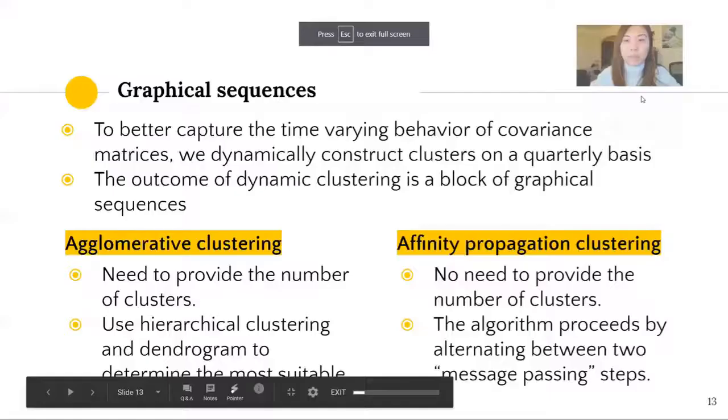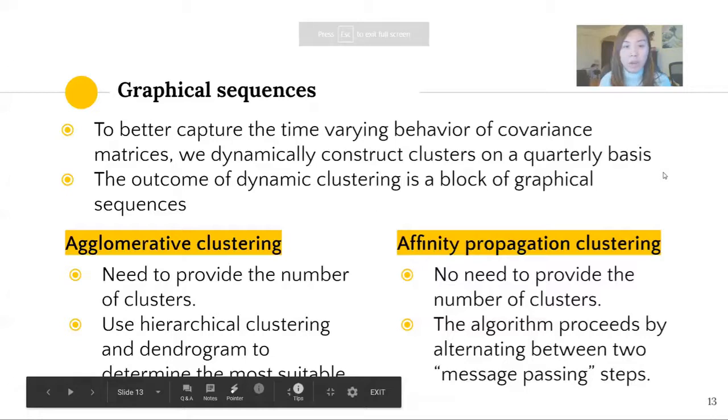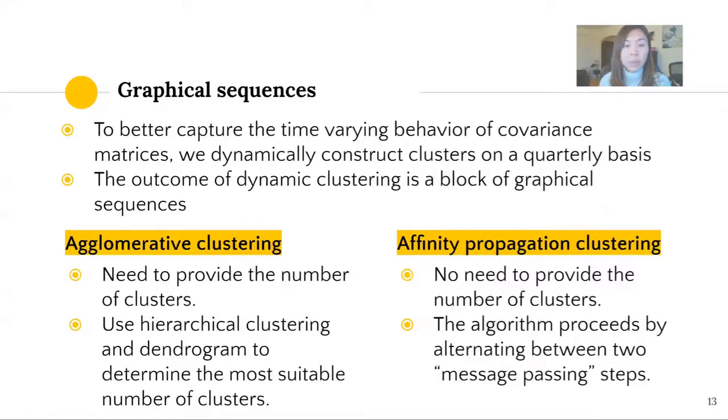Now we move on to dynamic clustering. Here we want to capture the time-varying behavior of covariance matrices by dynamically constructing clusters on a quarterly basis. The outcome of dynamic clustering is a block of graphical sequences. We employed 2 clustering methods. One is agglomerative clustering, where we need to provide the number of predetermined clusters. The other one is affinity propagation clustering, where the number of clusters is not an input.